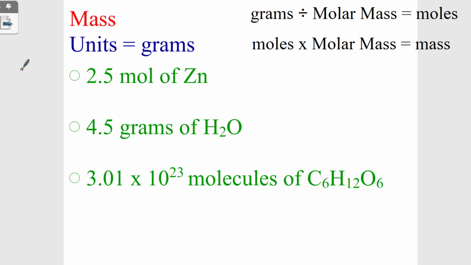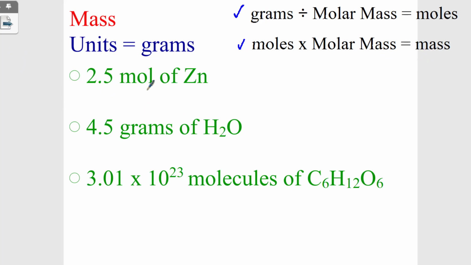We have 2 main equations that you can keep in mind. If you have grams, if you divide by molar mass, that gives you the number of moles. If you have the number of moles, you can multiply by the molar mass to get the number of grams or mass. So let's take a look here.